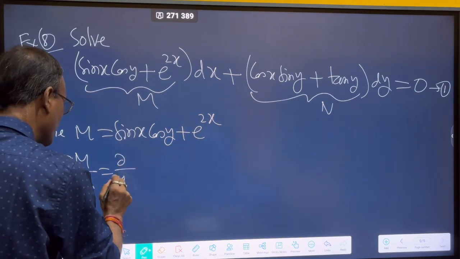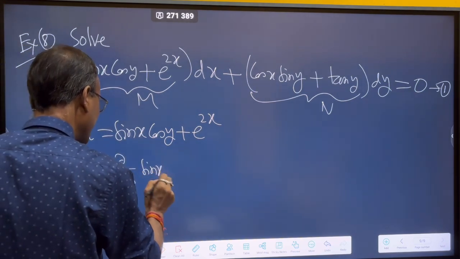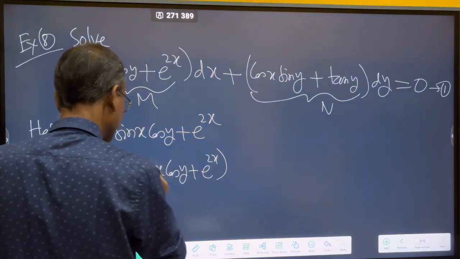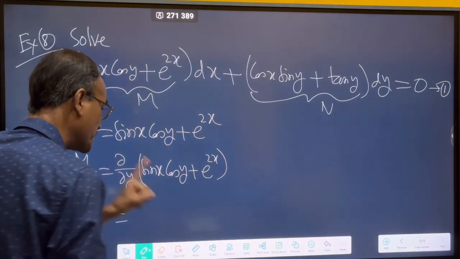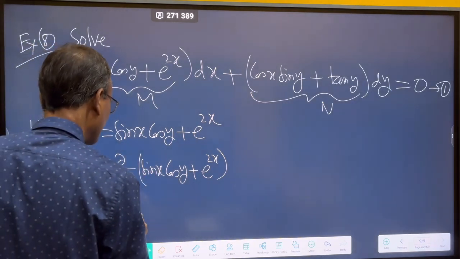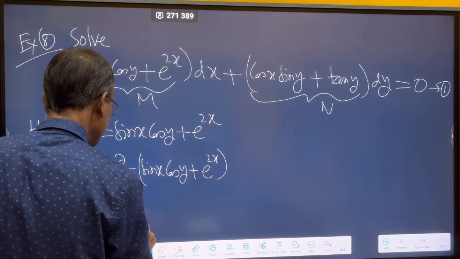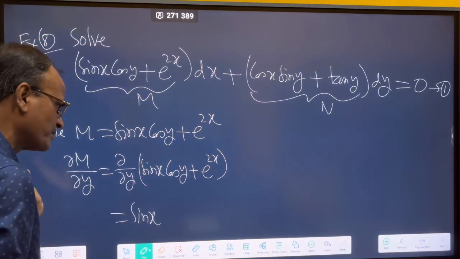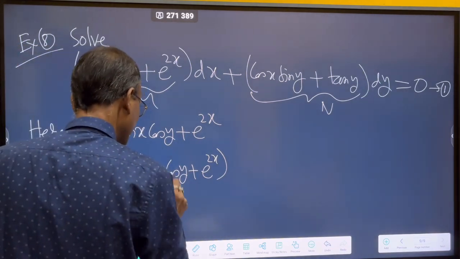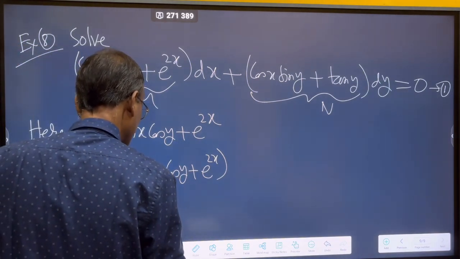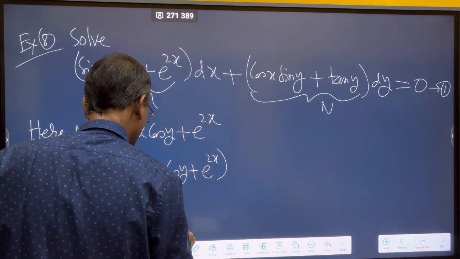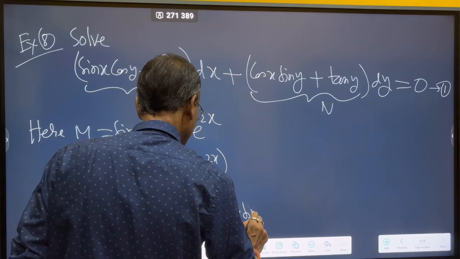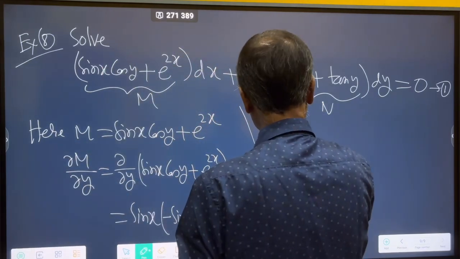Del M by del y is equal to del y of sin x cos y plus e to the power 2x. With respect to y, treat x as constant. Simply it is sin x, which is constant. What is the differentiation of cos y? Minus sin y. This is equal to minus sin x sin y.